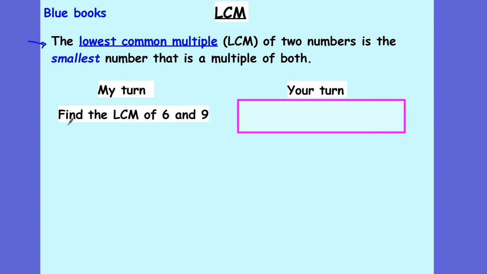So my question is, find the LCM or lowest common multiple of both 6 and 9. The way I'm going to do this is I'm going to list my multiples of 6 and 9.